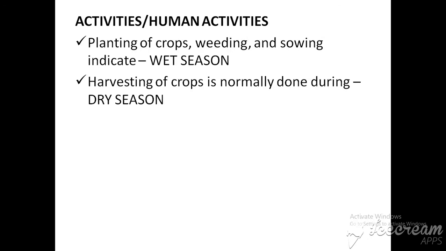There are some human activities which are done according to specific seasons. For example, planting of crops, weeding and sowing of crops indicate wet season. Those activities are done during rainy or wet season. But also harvesting of crops is normally done during dry season.